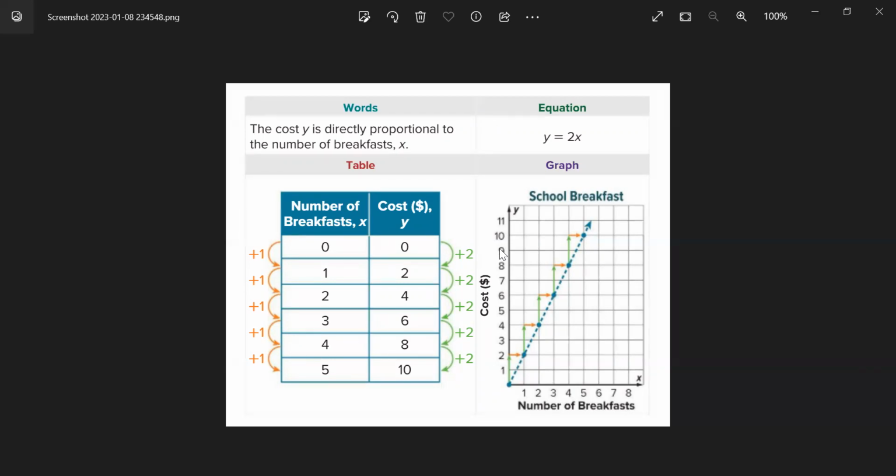The equation, so I can graph it, is y equals 2x. Okay, how do we graph it? We graph this information: (0, 0) right here, (1, 2) right here, (2, 4) right here, (3, 6), (4, 8), (5, 10), and we could go on and on, right? So this is how we graph it.